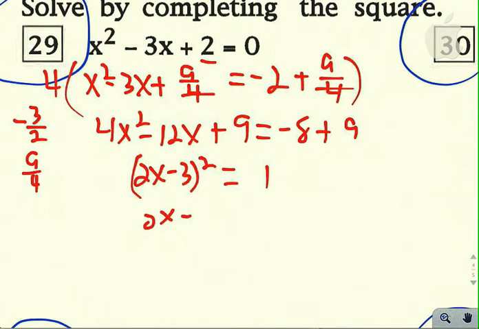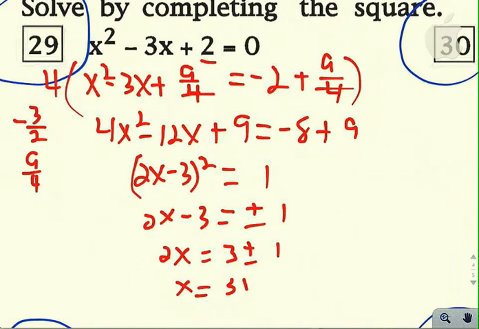So 2x minus 3 equals plus or minus 1. So 2x is 3 plus or minus 1. X then is 3 plus or minus 1 all over 2, which would be 4 halves, which is 2, or 2 halves, which is 1.